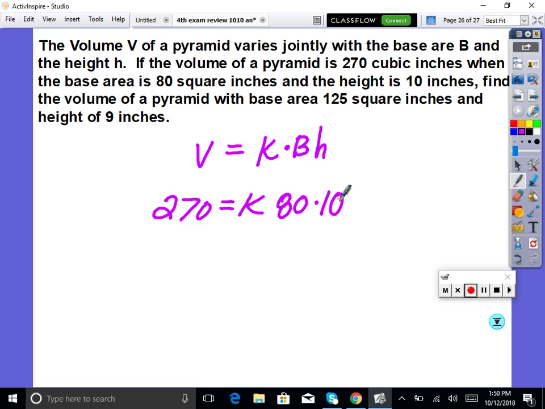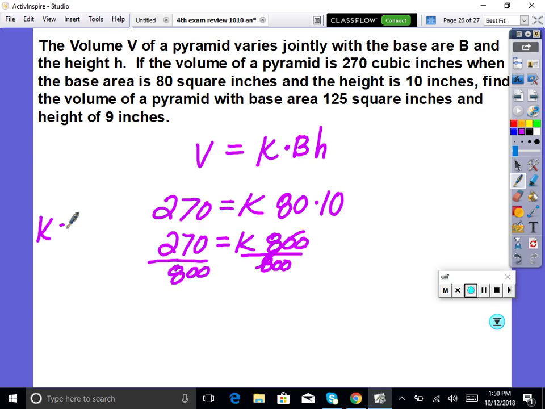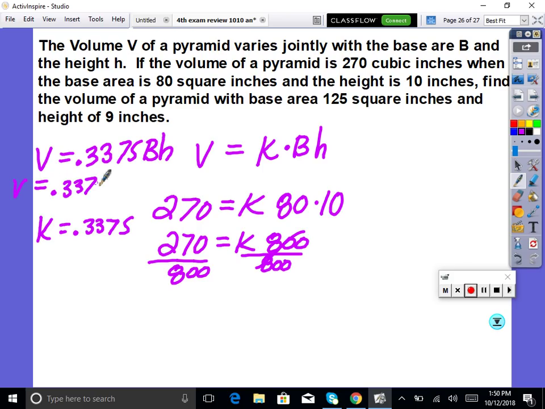So the first step is to solve for k. So I'm going to do 270 is equal to k times 800. Then I divide by 800 to get k alone. 270 divided by 800 is k equal to 0.3375. So V is equal to 0.3375 BH.